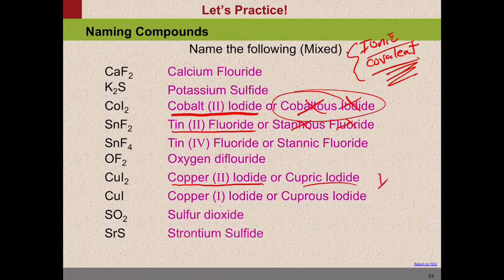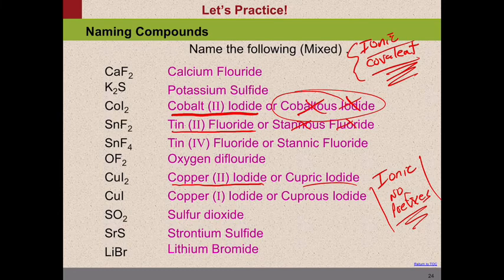All ionics, no prefixes. That's the one thing that you will mess up on, so be really, really careful. If it's ionic, no prefixes. So always check first before you do anything else, is it ionic or covalent. And lithium bromide is this one because lithium is a metal, bromide is a nonmetal, so we have lithium bromide.